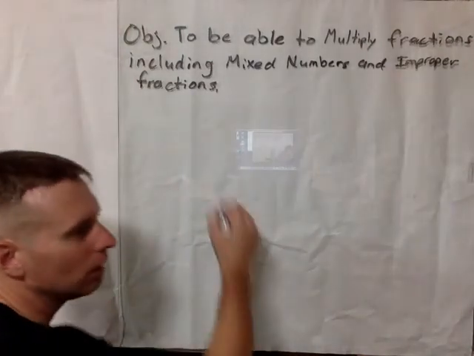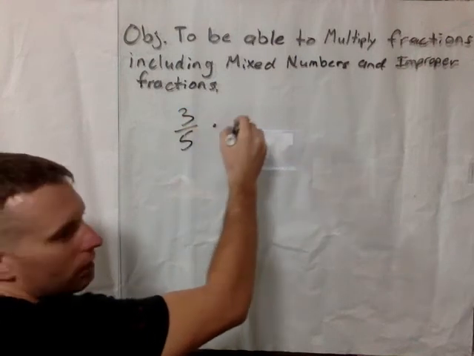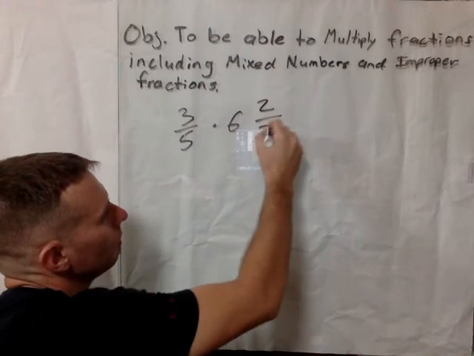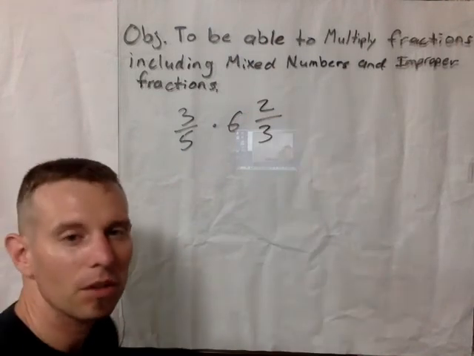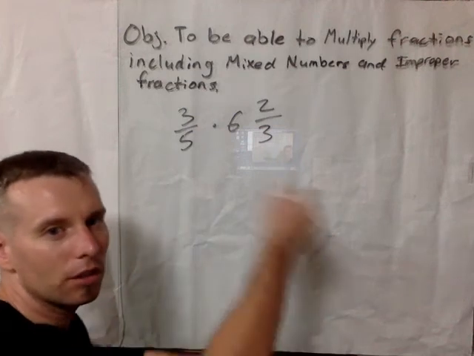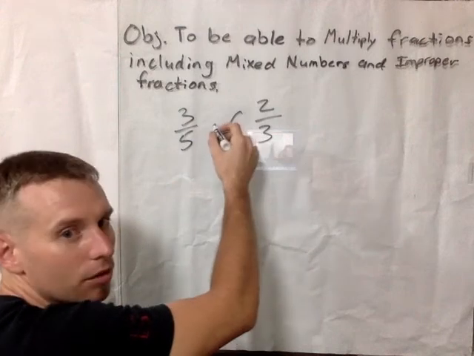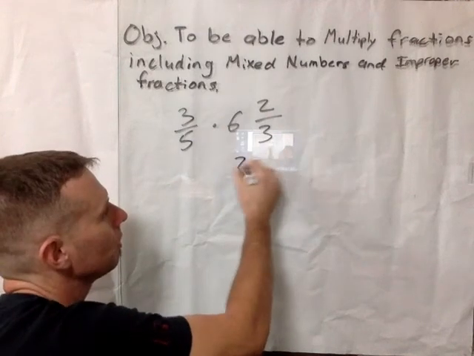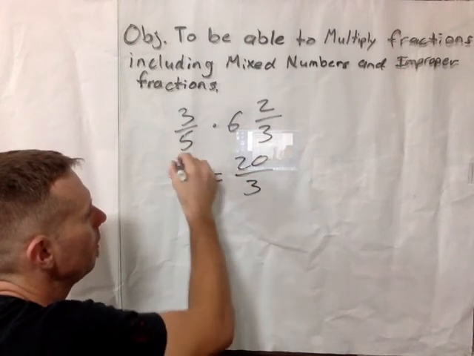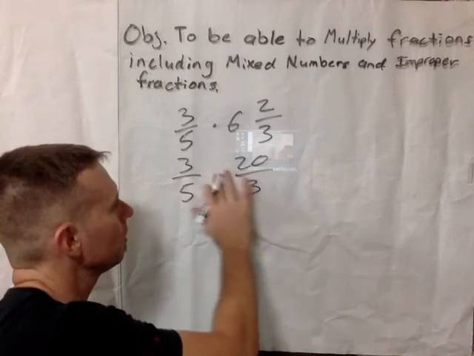Okay, let's try another one. Let's say we have 3/5 times 6 2/3. Okay, here we do have a mixed number. We'll need to convert that to an improper fraction. So 6 times 3 is 18. 18 plus 2 is 20. And over here we have 3/5. Okay, so we're multiplying, sorry.